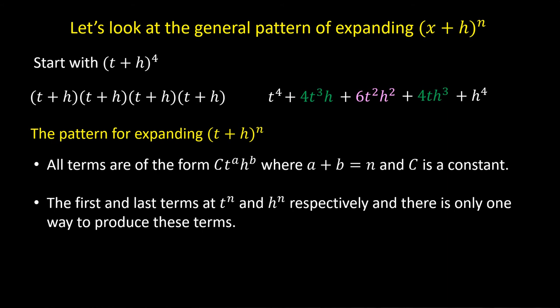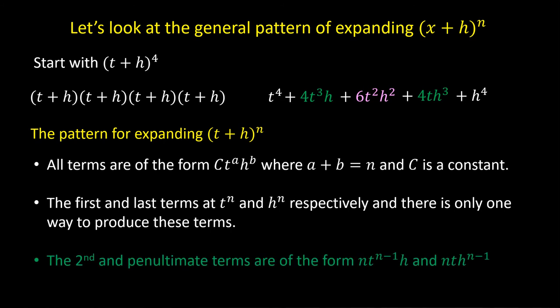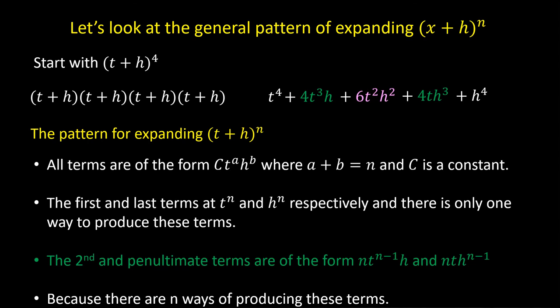The second and penultimate terms are of the form t raised to the n minus 1 times h, and t times h raised to the n minus 1. Both these terms have a constant in front of them equal to n because there are n ways of forming these terms, as each term requires a different single h or t, as we have only n of those in the expansion.